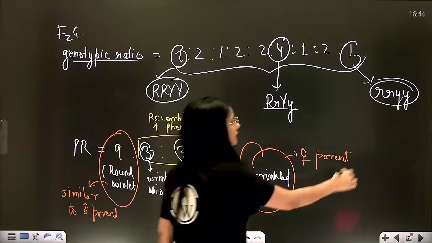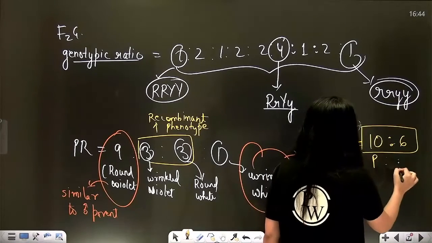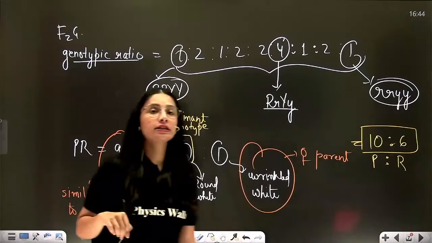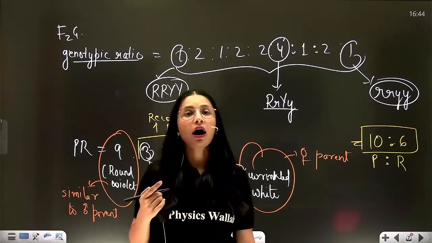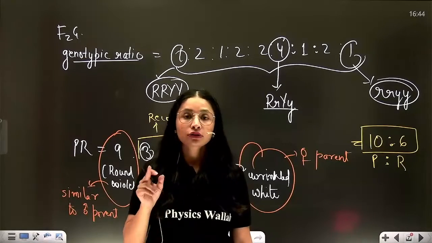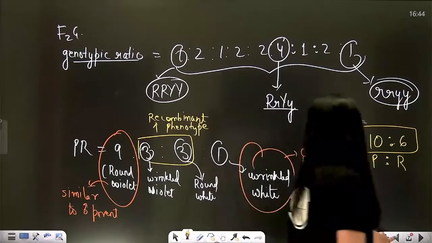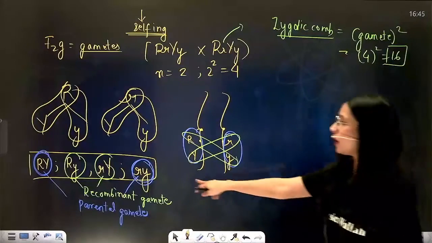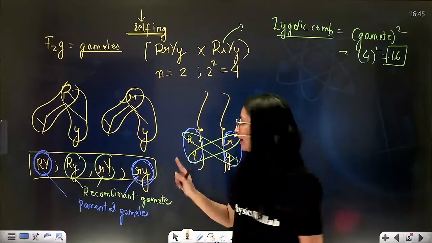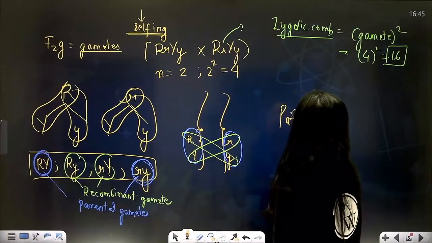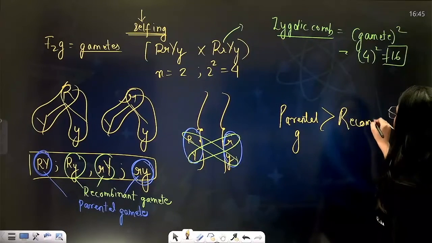So you can say one thing, that the recombinant and parental phenotypes are in the ratio 10:6. Clear? So of course you know parental types are more than recombinant types. So that means formation of parental gametes is surely more than recombinant gametes. So initially I said one thing, that all are produced in the same ratio. Actually, I was not correct. Actually, the number of parental gametes is more than recombinant gametes.